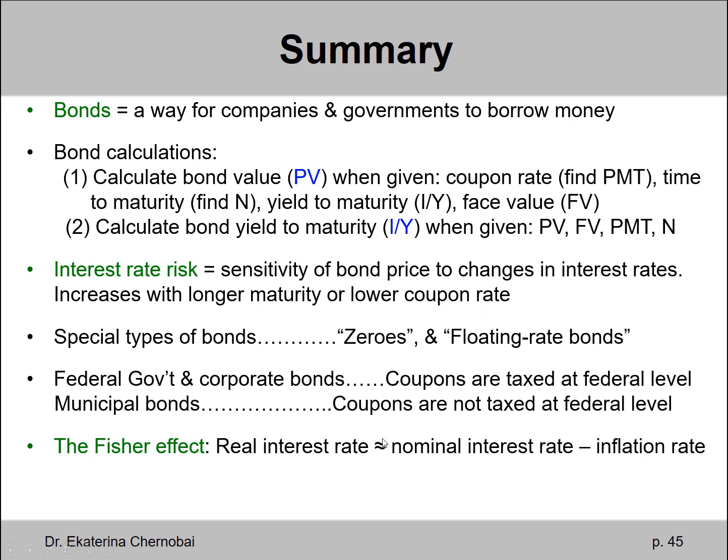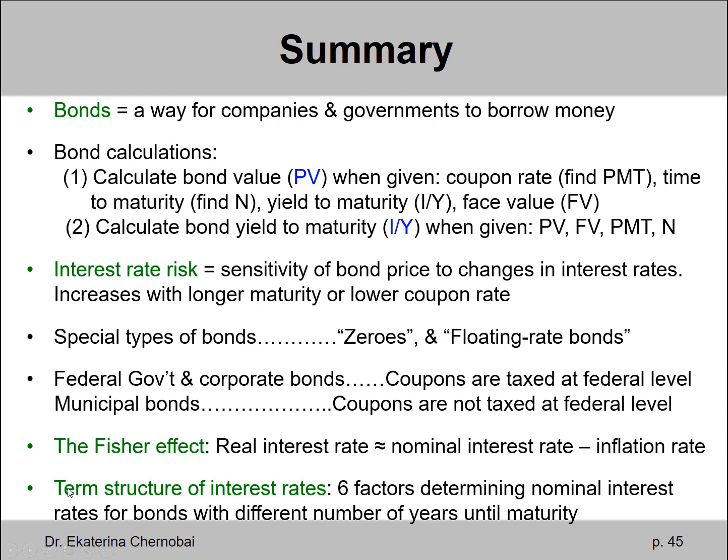This is the approximate Fisher effect, and we also saw a different version of it in which the calculation of the real interest rate is done more accurately. And then we looked at the so-called term structure of interest rates. So that's 6 factors that determine the nominal interest rates for bonds with different time left until maturity.